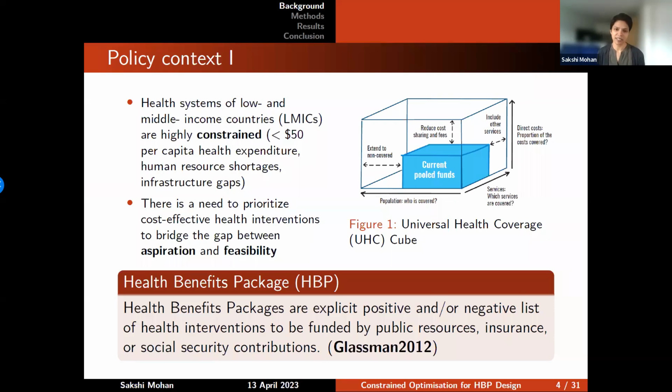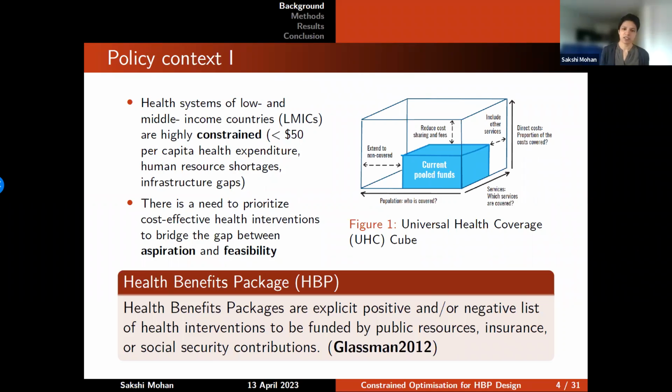So the WHO recommends that in order to progress towards universal health coverage in a sustainable manner, countries must first define essential health services and then try to scale up their coverage as well as reduce the out-of-pocket payments to access them before trying to deliver a fuller range of health services. So in the UHC cube that you see here on the right, this is represented by moving towards the left, so increasing coverage to the non-covered, and moving upwards, that's reducing the out-of-pocket payments in accessing these essential health services.